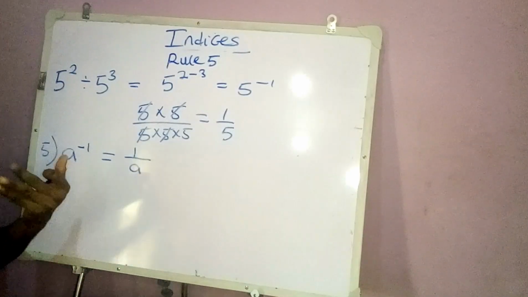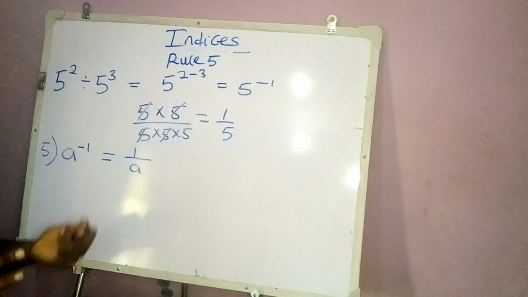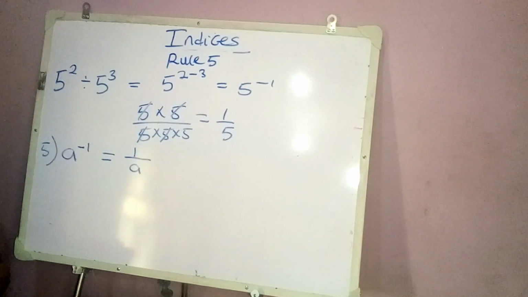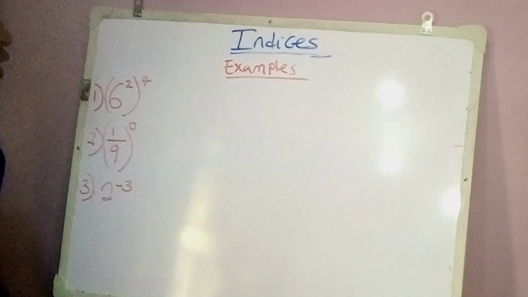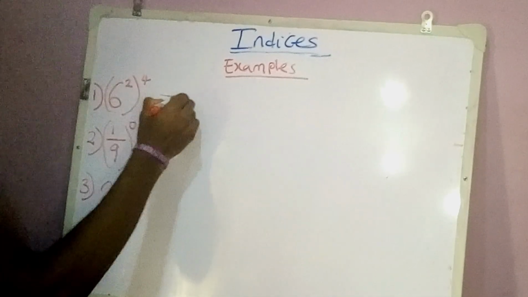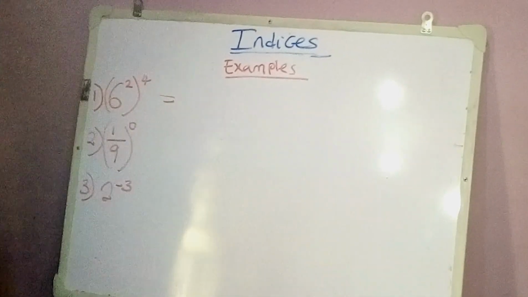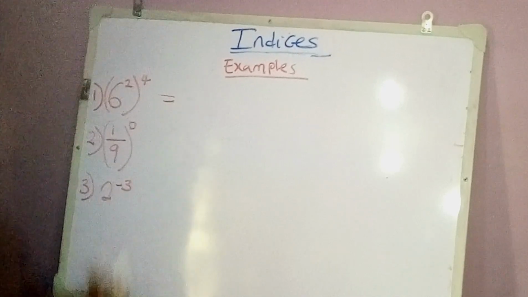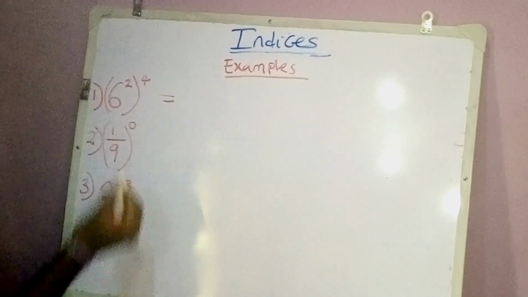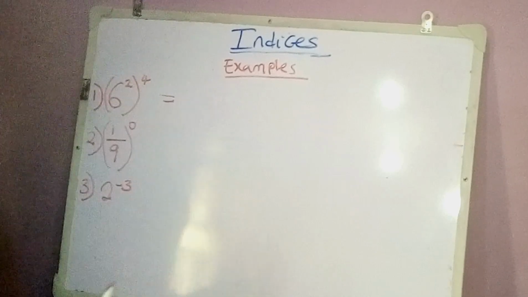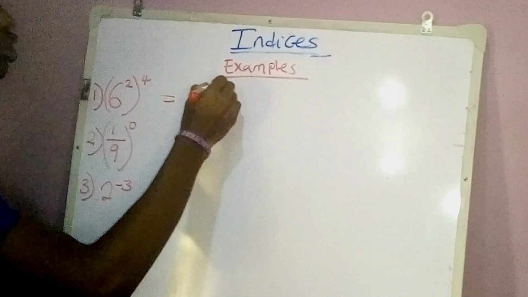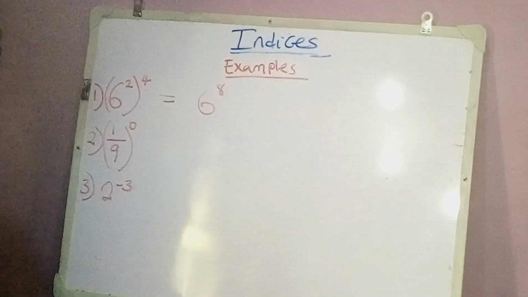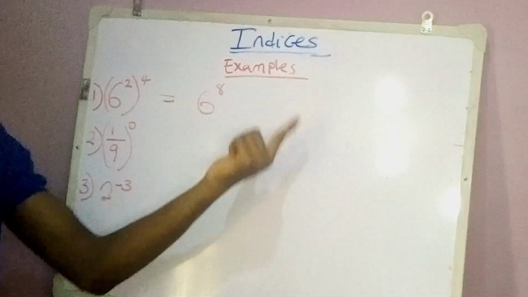Now let's look at examples concerning rule number 3, rule number 4, and rule number 5. As we all know the rules, this is your bracket with power rule. When you have something like this, you multiply the powers. So it will be 2 times 4, which is 8, and your final answer is 6 raised to the power of 8. You can express 6 raised to the power of 8 on your calculator and give the final answer.